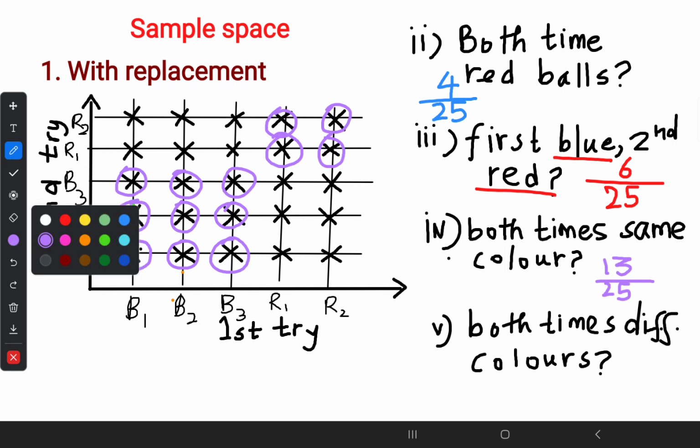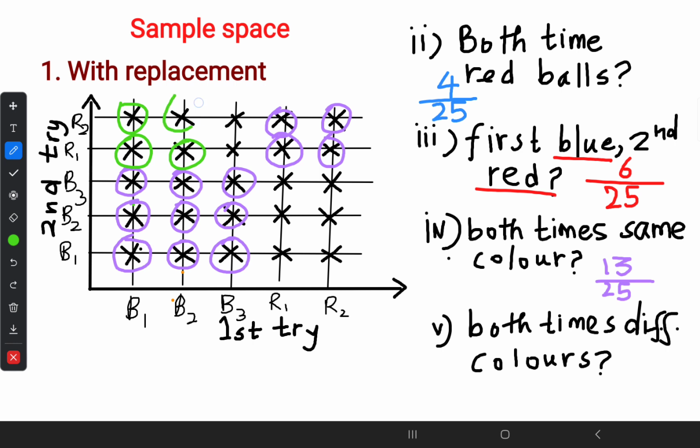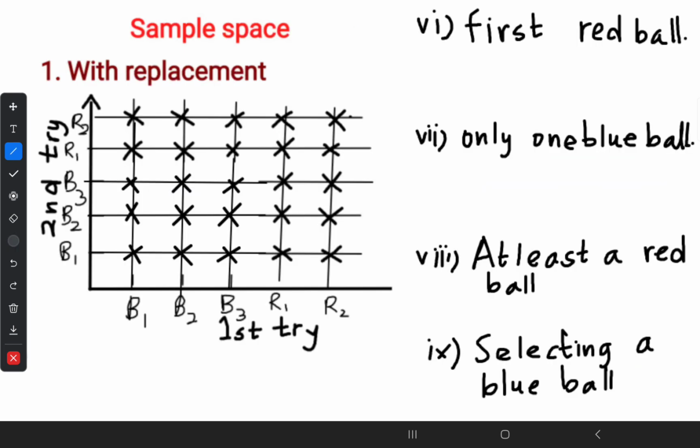Next one, both are different in colors. So that would be this 1, 2, 3, 4, 5, 6, 7, 8, 9, 10, 11, 12. Because other probabilities will give you both the same in colors. So the remaining would be both different in colors. 12 over 25. This would be the probability. First red ball. So there is no restriction for the second ball.